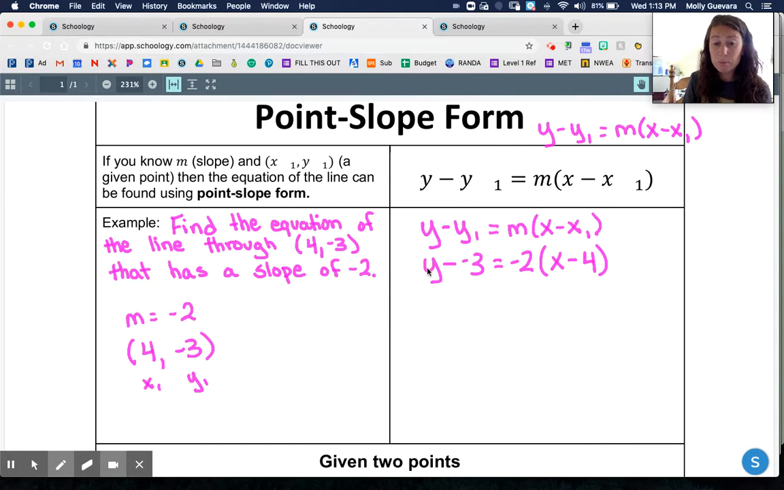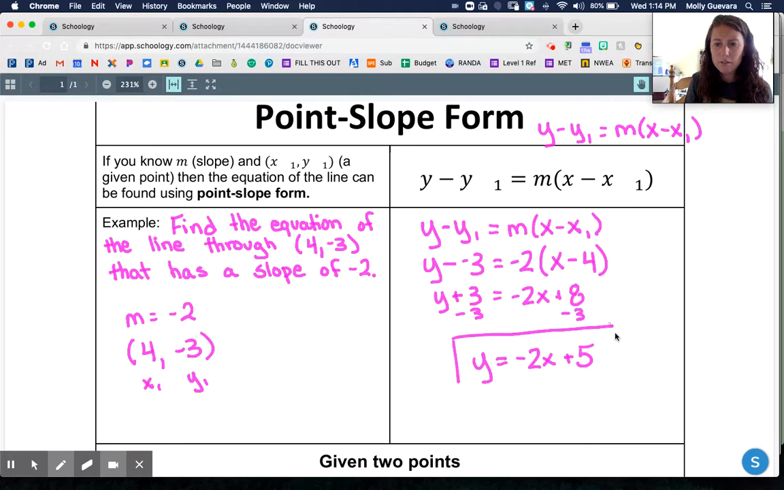And I'm just going to start simplifying this. So here I have a double negative, so I'm going to go ahead and change that to a positive. -2 times x is -2x, right? -2 times -4 is +8. And I'm going to keep going. I'm going to now subtract 3. I'm trying to get that y by itself, right? So I have y is equal to -2x, and then 8 minus 3 is +5. And that is the equation of the line.